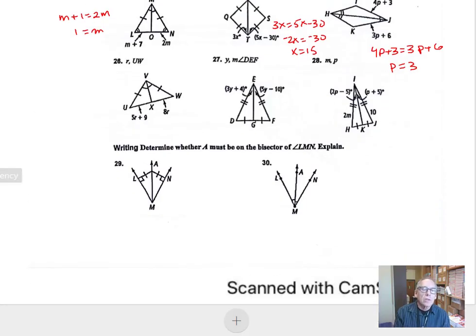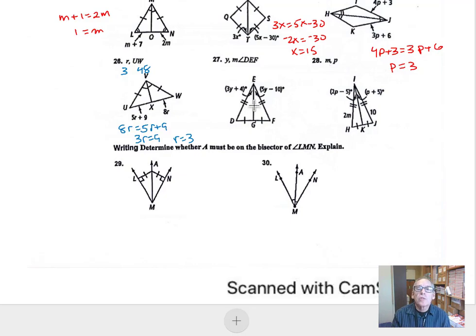Let's take a look at number 28. So what we got here? We got 8r is equal to 5r plus 9. Take 5r away from both sides. 3r equals 9. Divide by 3, r equals 3. The length of UW is going to be twice 8r, or twice 24, which is 48.